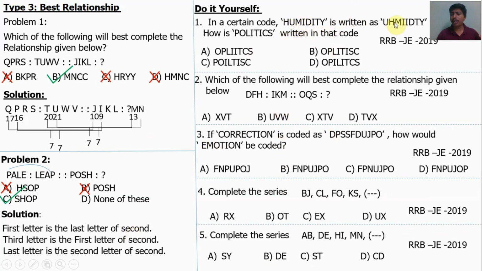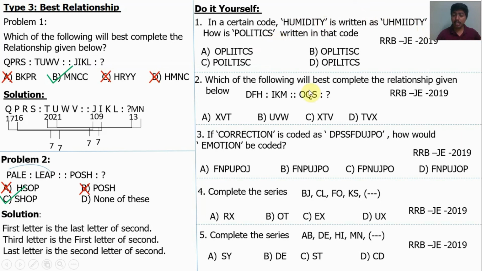Humidity is coded like this. First letter H is here in the second position. Second letter U is here in the first position. Third letter M is here in the third position. Fourth letter I is here in the fourth position. Fifth letter D is here in the sixth position. So the first and second positions are interchanged. Third and fourth are not interchanged. Fifth and sixth, D and I, are interchanged. T and Y are not interchanged. So only positions are interchanged. Swapping concepts. The same swapping should be here.